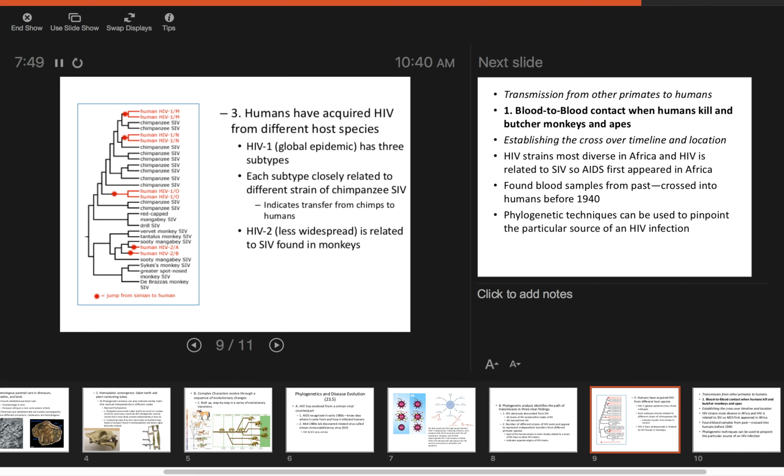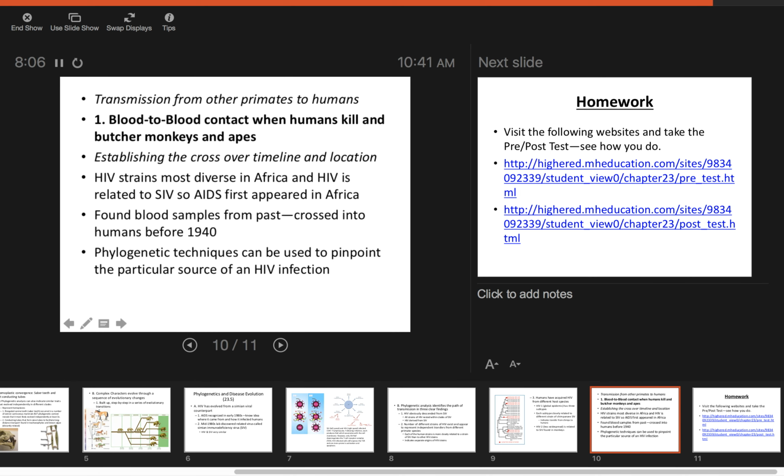So I like this diagram. It's way more clear, and it has all the different species and then the jump to humans. Somewhere along here, we made the jump to humans. So 1, 2, 3, 4 strands of HIV. Okay, so how does it make the jump from primates to humans? Blood-to-blood contact. People hunted, ate, and butchered monkeys and apes, and somewhere along the line, it made the jump into humans and then adapted to humans.